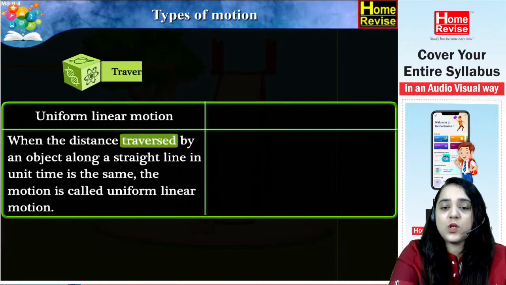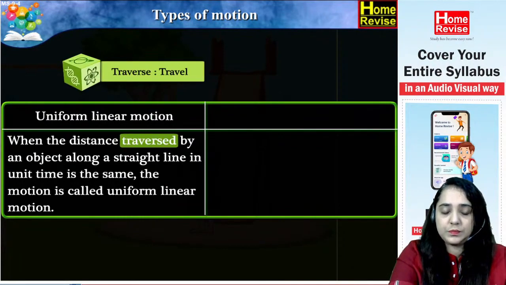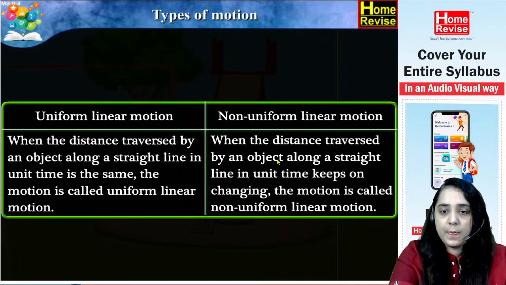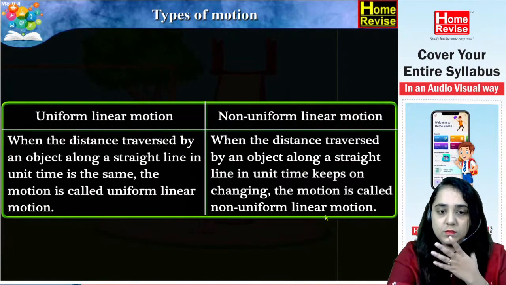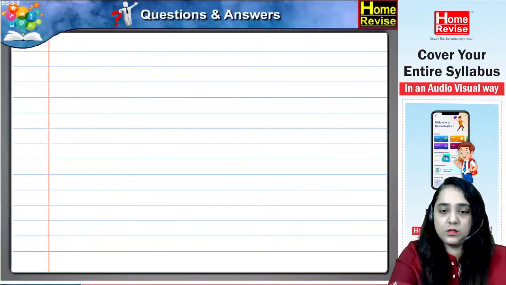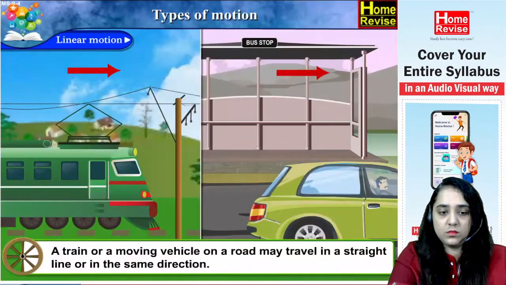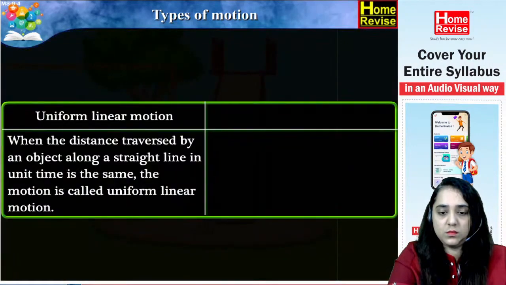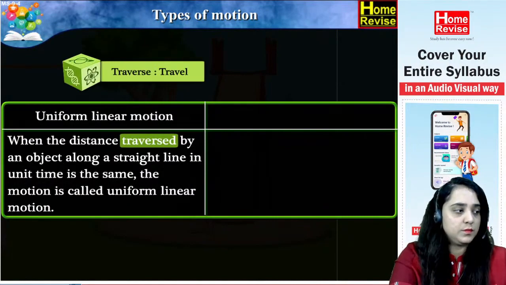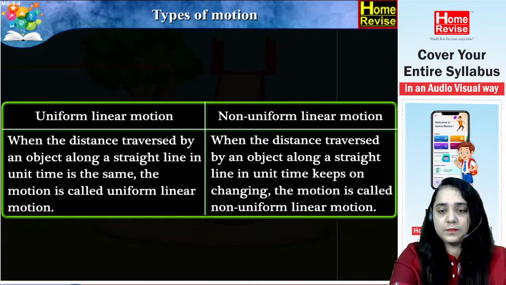Now let's understand what is a non-uniform linear motion. When the distance traversed by an object along a straight line in unit time keeps on changing, the motion is called non-uniform linear motion. Students, you can get the following questions on types of motion. Traverse means to travel. Yes.